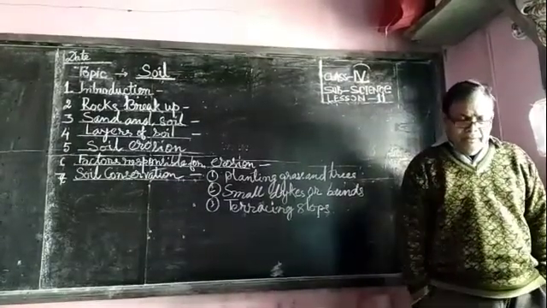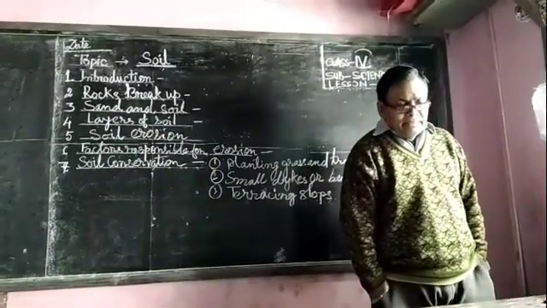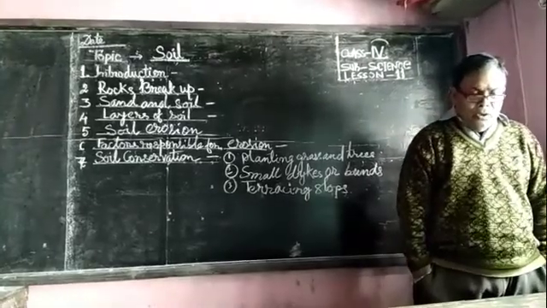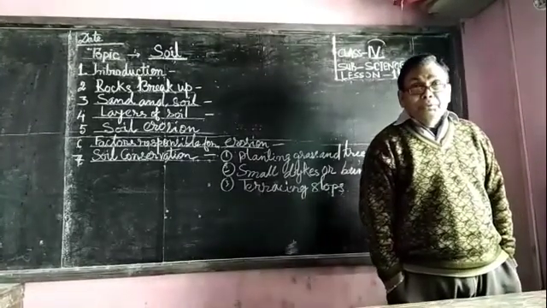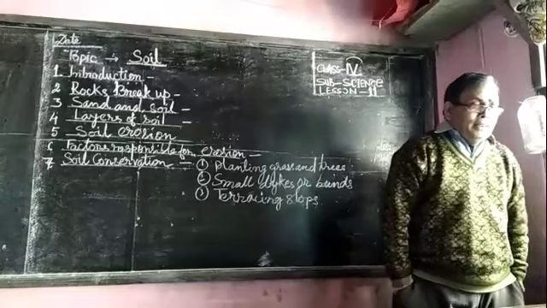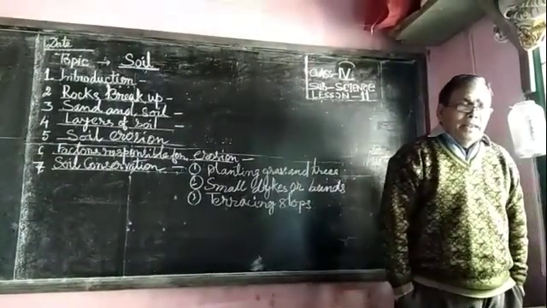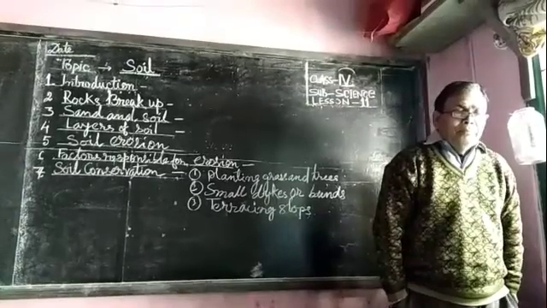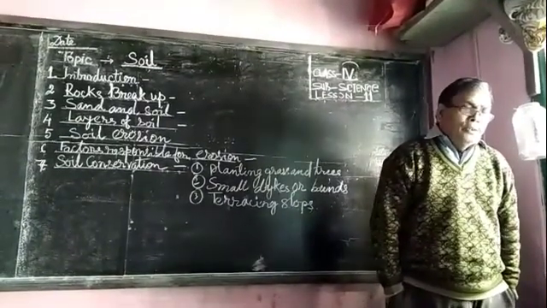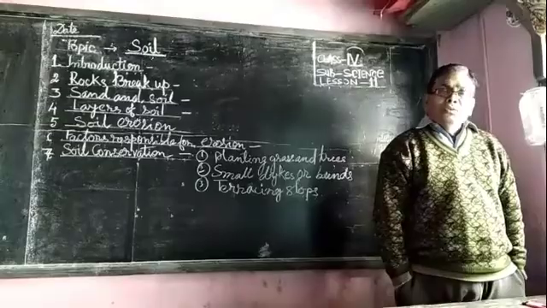When these pieces of rocks rub against each other, they further break into tiny particles, forming pebbles, gravel, and finally sand. Thus, the rocks break up into sand due to weather, sun, cold, rain, and winds. This breaking up of rocks is called weathering of rocks.